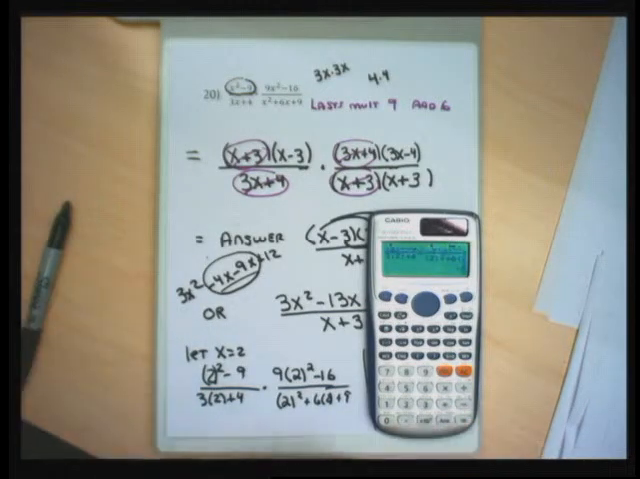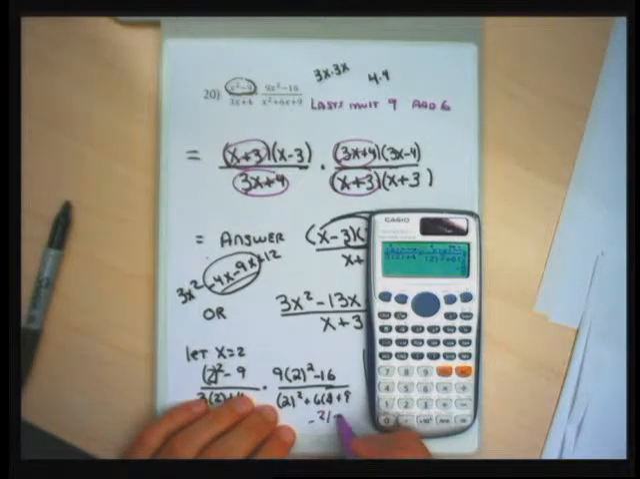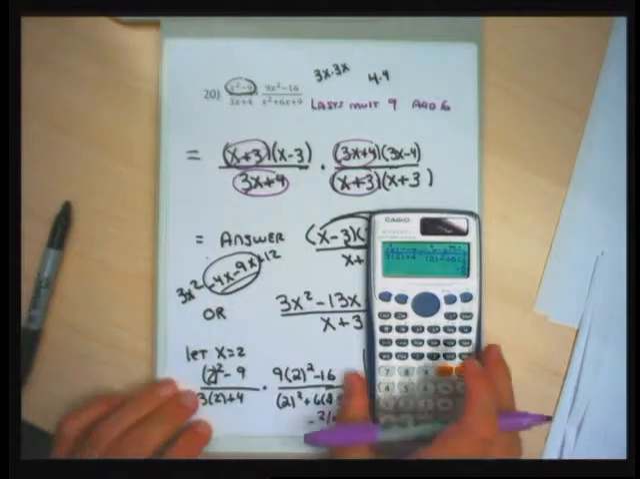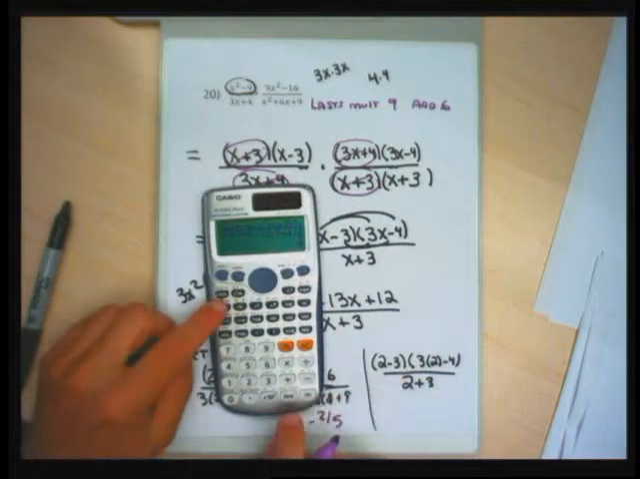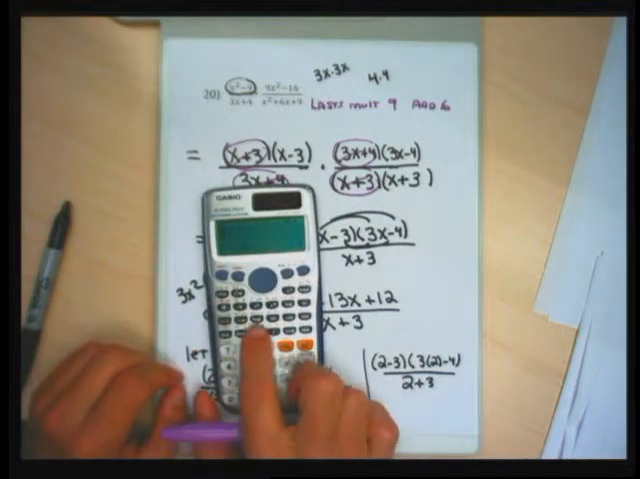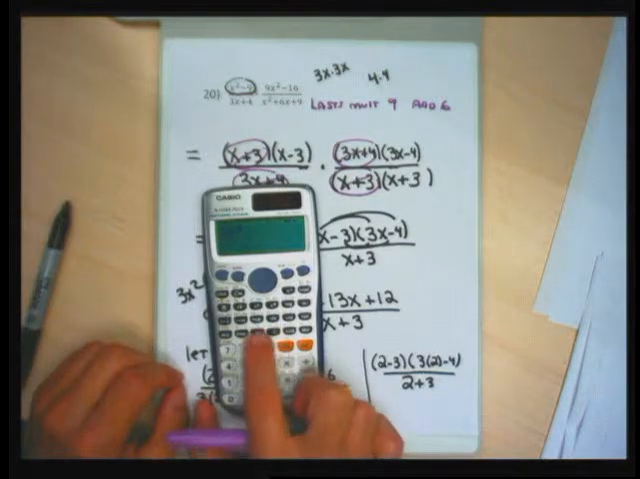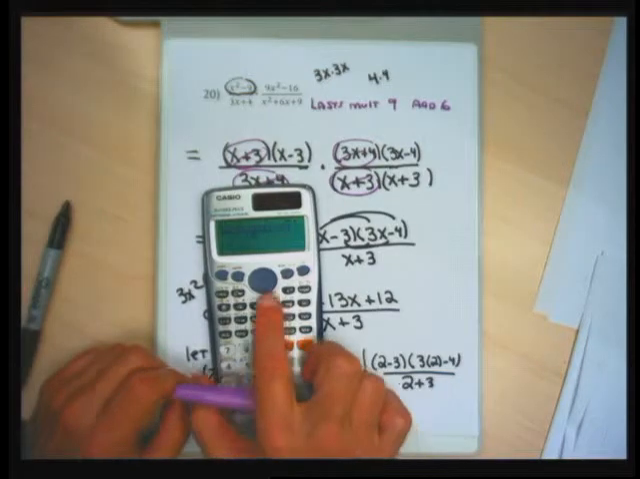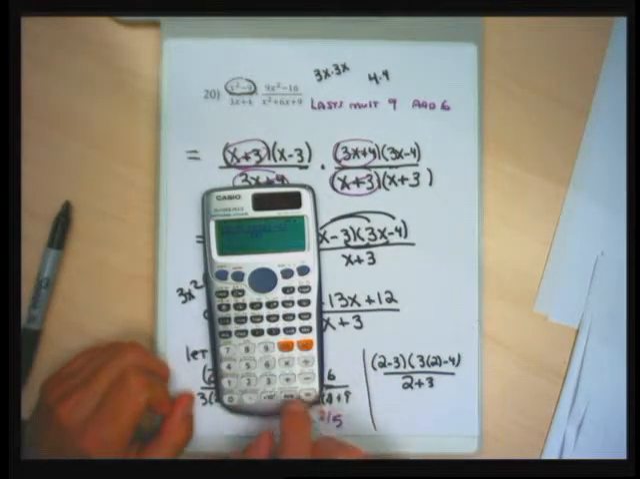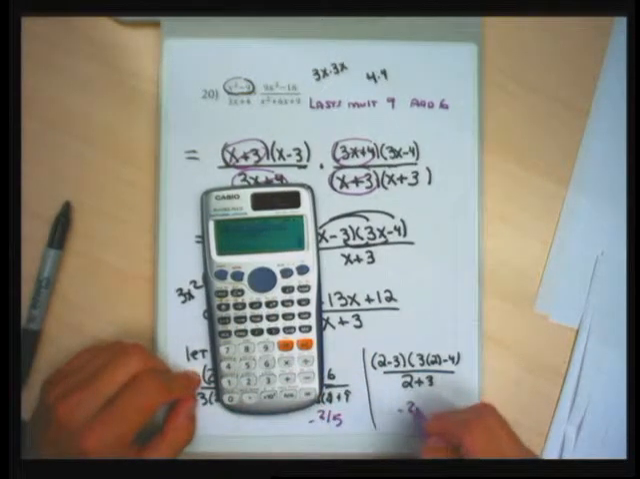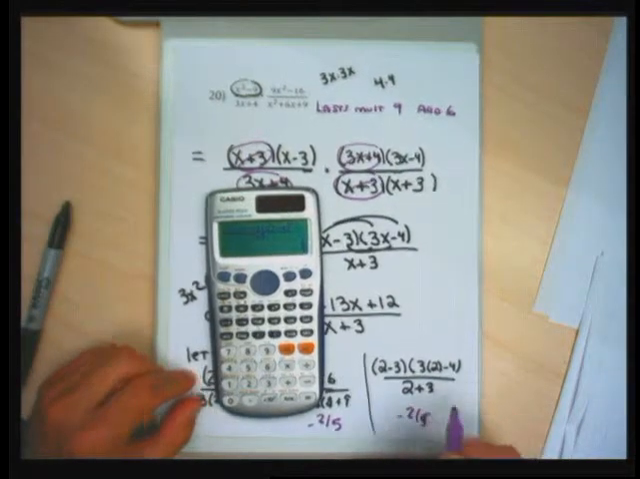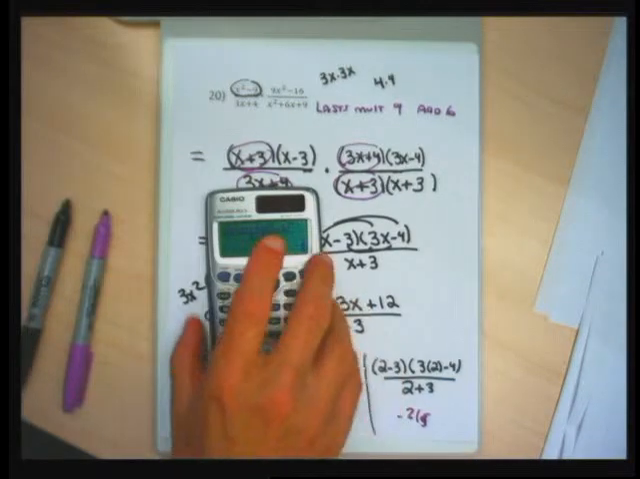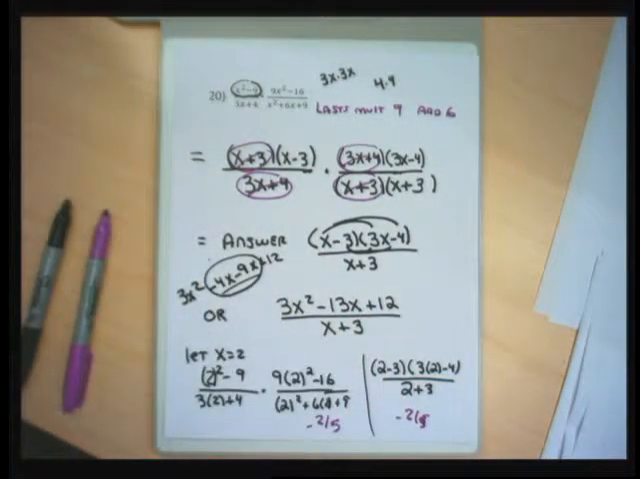And when I did this, I get negative 2/5. Isn't that odd? Hopefully I get negative 2/5 when I do the 2 into my answer. So for my answer, fraction 2 minus 3 times 3 times 2 minus 4 over 2 plus 3. Oh, beautiful. So for both my original problem and my answer, when I plugged in 2, I get minus 2/5, so I feel good about my work.